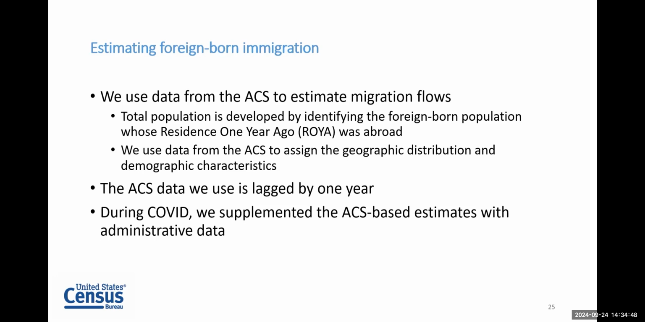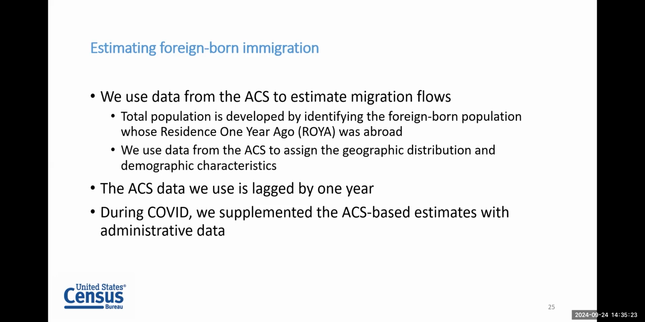So for the total population of foreign-born immigrants coming in, we use the American Community Survey and look at the foreign-born population whose residence 1 year ago was abroad. And then we also use data from the American Community Survey to assign both the geographic distribution and the demographic characteristics to those populations. Those populations aren't big enough that we can distribute them all the way down to counties by single year of age, sex, race, Hispanic origin. So we have to use distributions from the ACS.